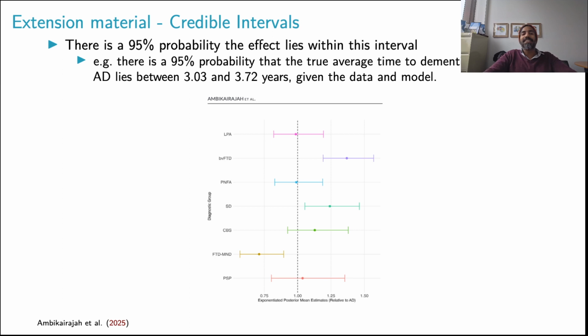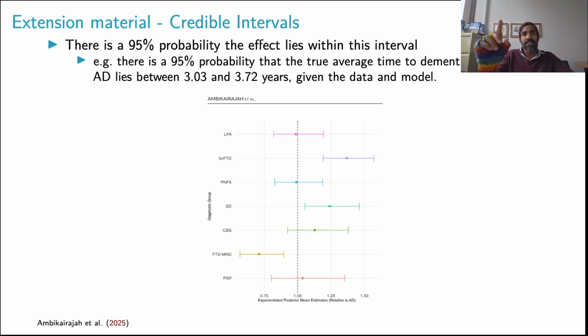Now, as a little bit of extension material, not assessable for this course, I wouldn't be doing my duty as a teacher if I didn't show you what credible intervals were. Credible intervals are the Bayesian equivalent to confidence intervals. However, with credible intervals, you can in fact interpret them in a very direct way, where you say there is a 95% probability that the effect lies within this interval. That's not the interpretation of a frequentist confidence interval, but with credible intervals, you can say that.